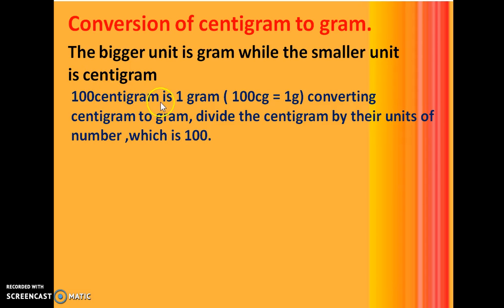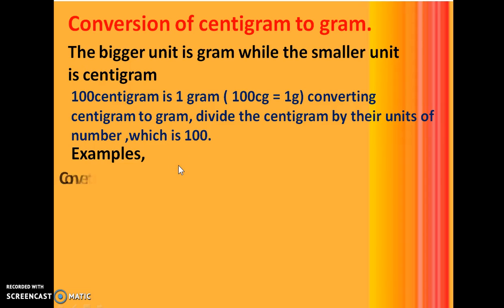100 centigram is 1 gram. Converting centigram to gram, divide the centigram by the unit of number, which is 100. For milligram and centigram, the unit of their number is 10. When we come to centigram and gram, the unit of their number is 100.